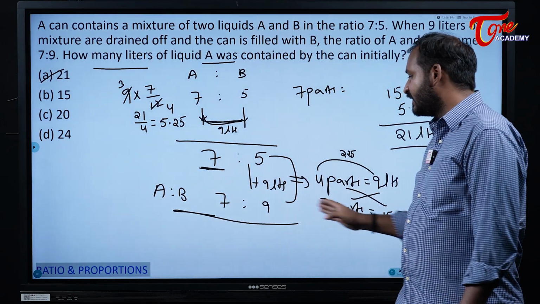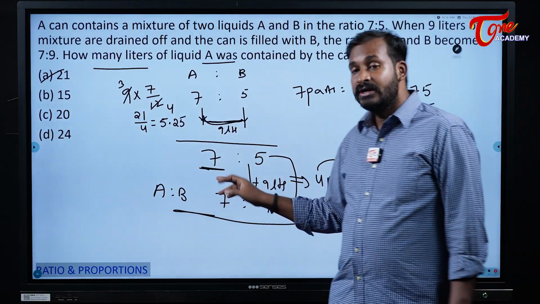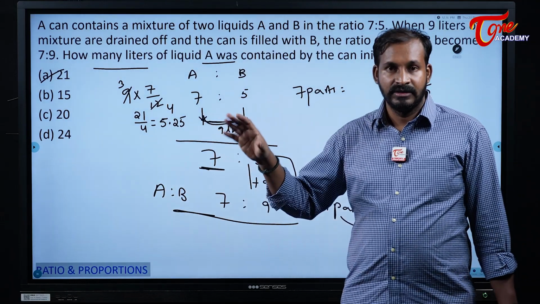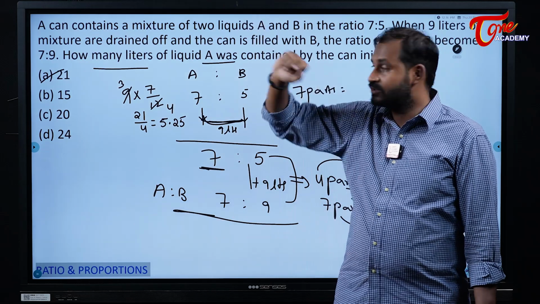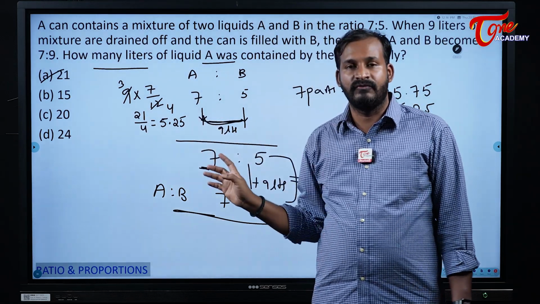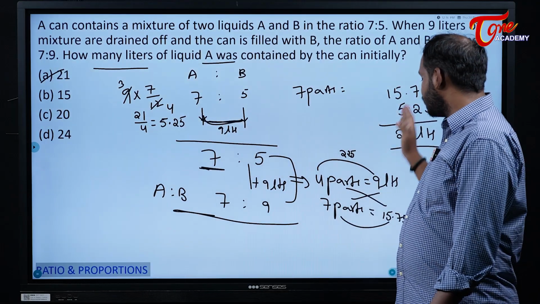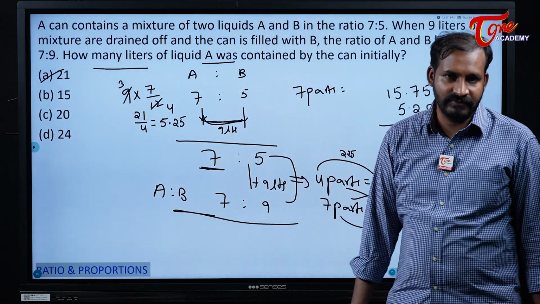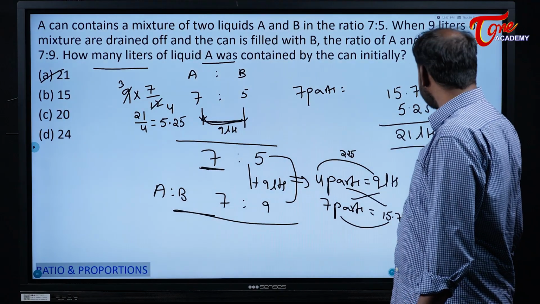So 4 parts is 9 liters, 7 parts becomes 15.75. After drawing 9 liters from this one, they are asking us the initial quantity. When I draw the 9 liters, the quantity of A that came out is 5.25 liters. So that 5.25 plus this 15.75 will get me the answer as 21 liters. Understood? Next one.